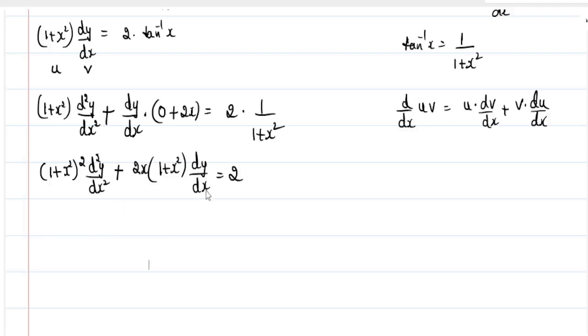We know that dy by dx is y1 and d square y by dx square is y2. So we can write this as x square plus 1 whole square y2 plus 2x into 1 plus x square into y1 equal to 2. Hence proved.